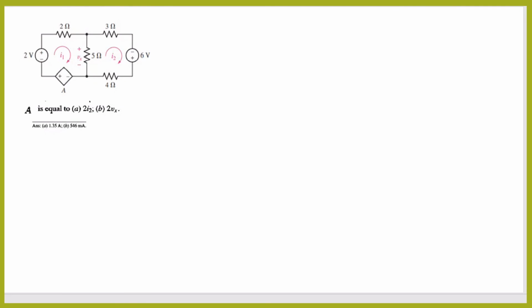Okay. So try to solve this problem. So already current directions are assumed. This is I1, this is I2, and this is a 2 volt source, and this is a dependent source. If A is equal to 2i2, what will happen? You find the value of I1 when A is equal to 2i2.